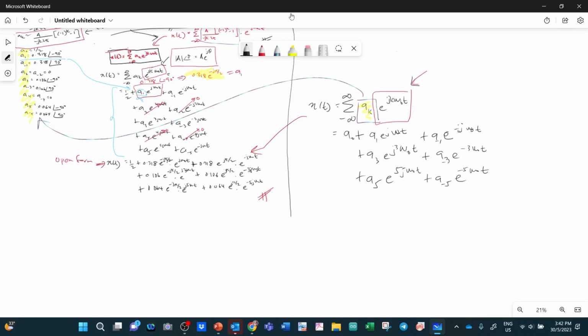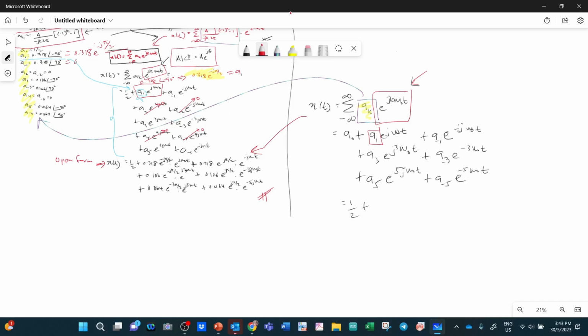Then only do you substitute the values. So a0 is 1 over 2, plus what is a1? We know a1 can be written in terms of the magnitude and phase value. You can write it as 0.318 e^{-jπ/2}, which is a phase of minus 90 degrees. You can write it directly at the side here if you want.